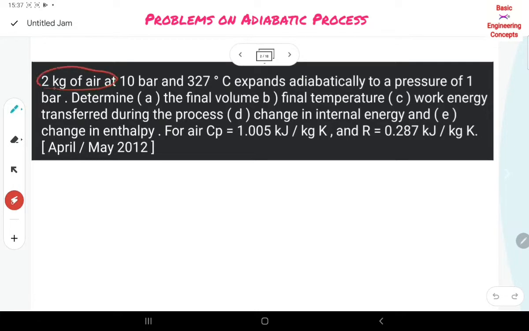2 kg of air at 10 bar and 327 degrees C expanded adiabatically to a pressure of 1 bar. Determine the final volume, final temperature, work energy transfer during the process, change in internal energy and change in enthalpy. For the Cp 1.05, R is equal to 0.287. This problem is coming from the previous question paper.